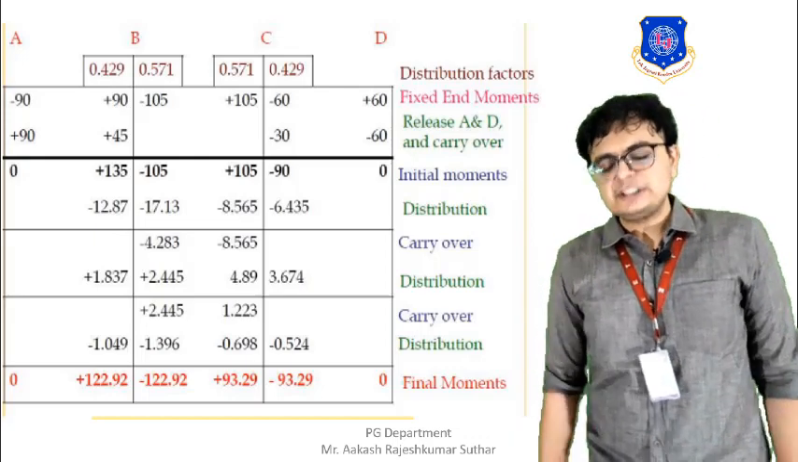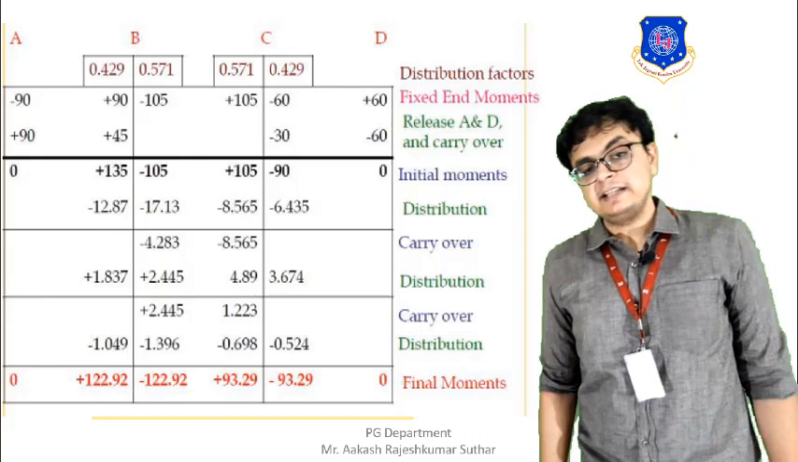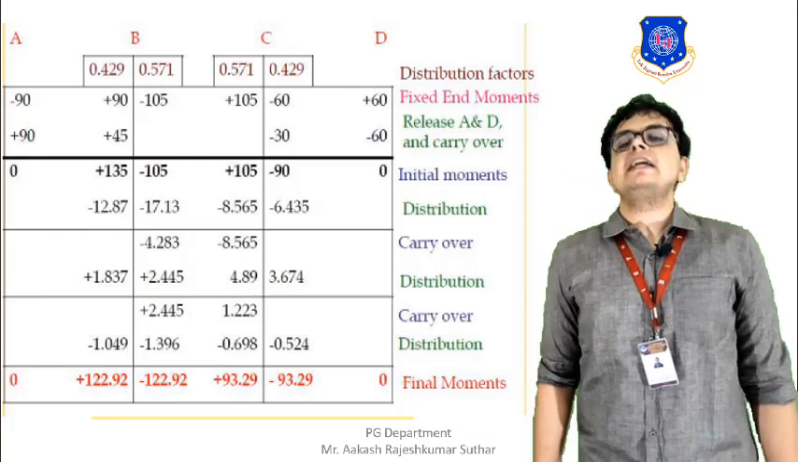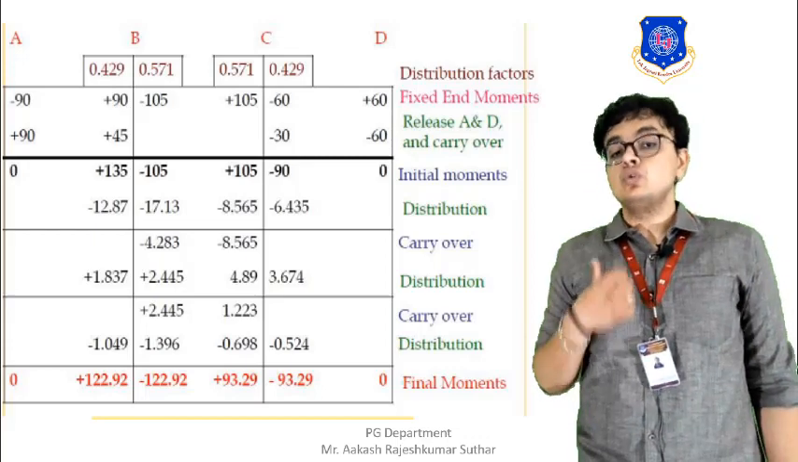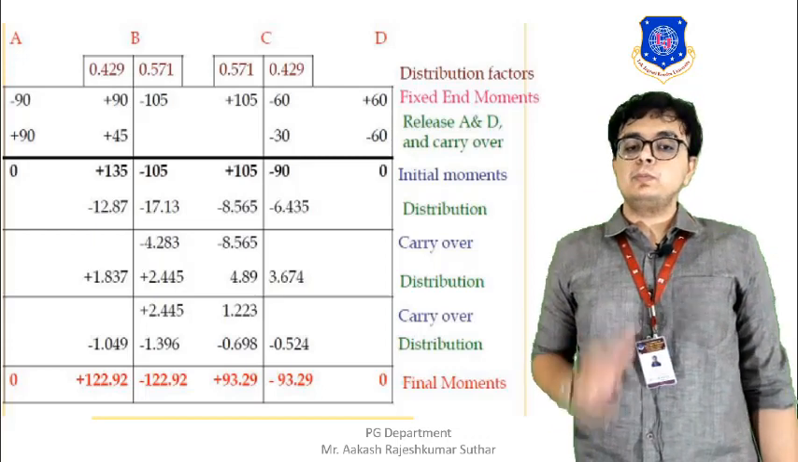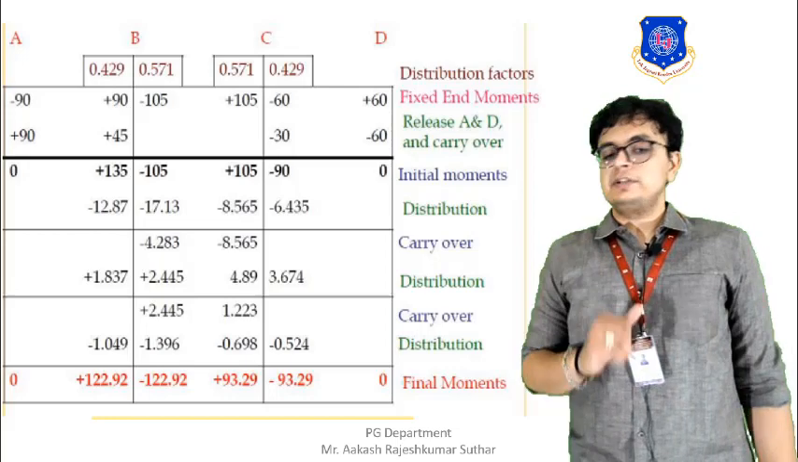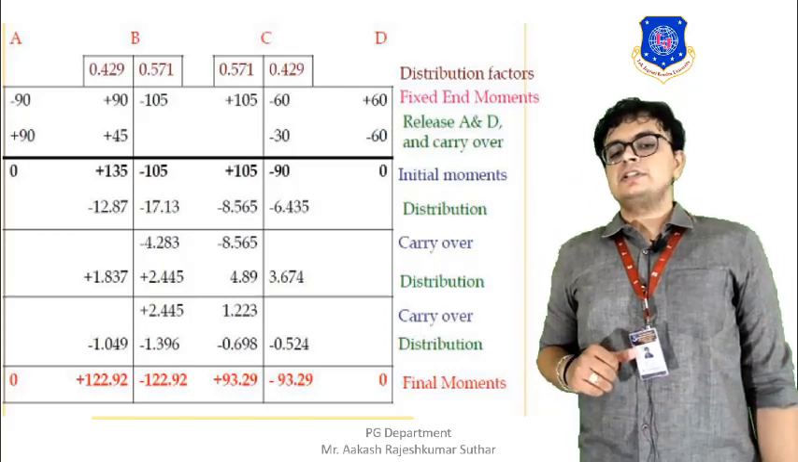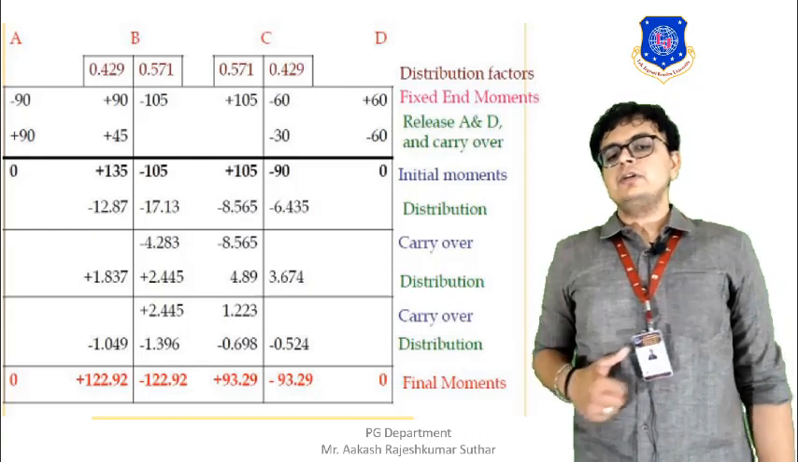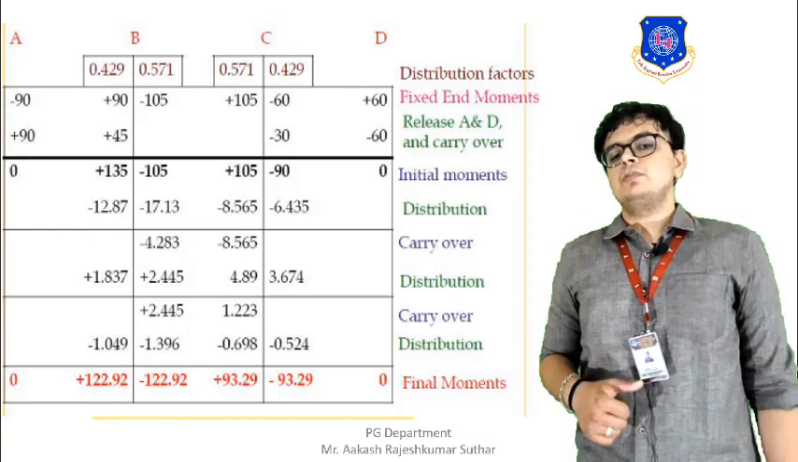Similarly, for TD, the carryover is 1.223, that we have to multiply with 0.429. By multiplying it, we are getting the value of 0.524. But when it's time to put it, we have to take the opposite. So we have taken the opposite sign, that is of 0.524 to minus 0.5.